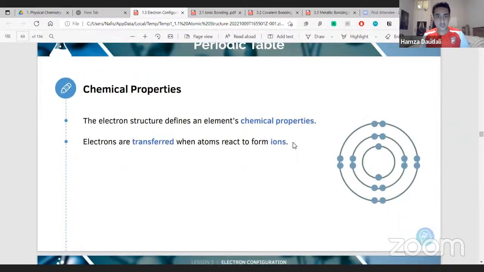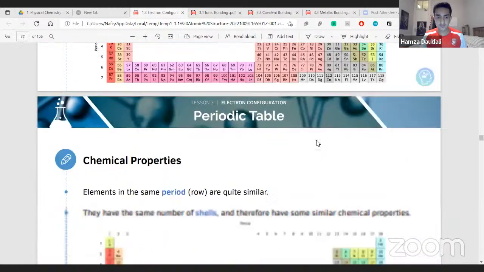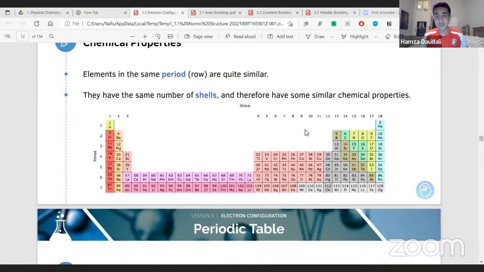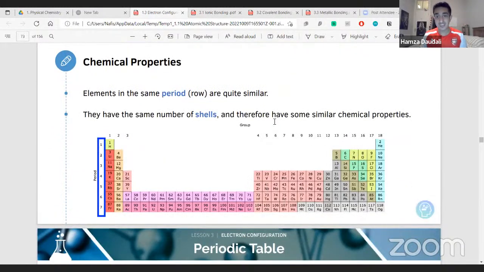The electron structure then defines an element's chemical properties. Electrons are transferred when atoms react to form ions. Elements in the same group are very similar. They have the same number of outer electrons and therefore have very similar chemical properties. We know that because it's the same number of electrons in their outer shells, which means that they can lose and gain the same number of electrons to form ions.